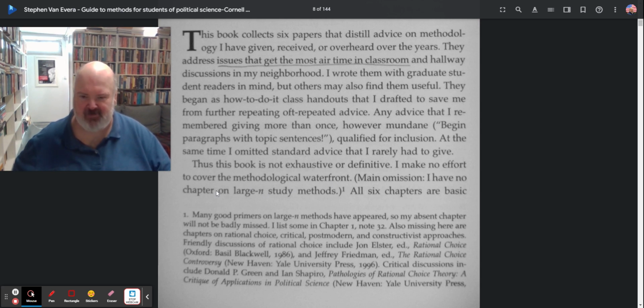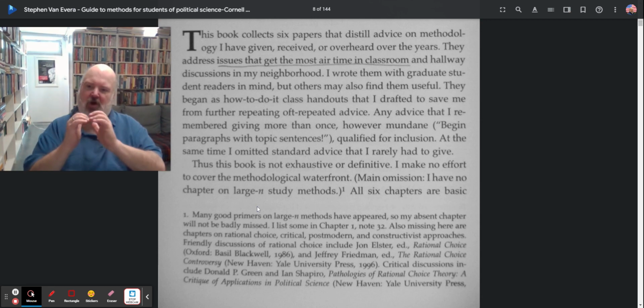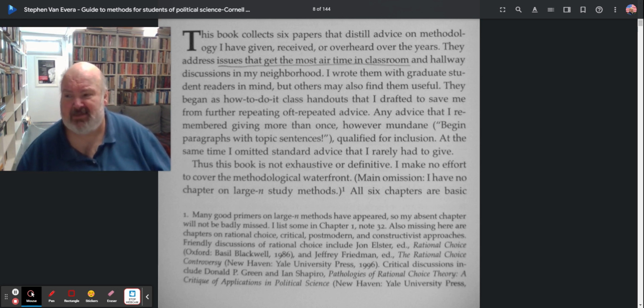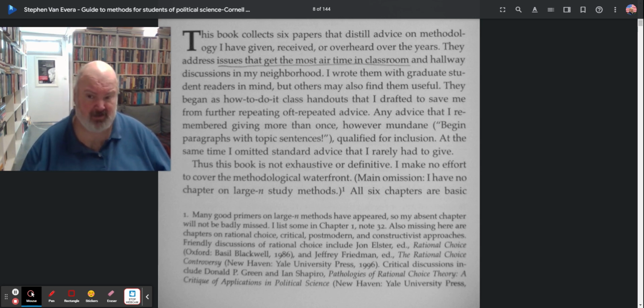I have a chapter missing. I have no chapter on large-N methods. Right. Now, large N means large N. The small word N here means the number of cases. And to be honest with you, most young starting scientists are not going to be doing large-N cases. They're going to be doing small things.